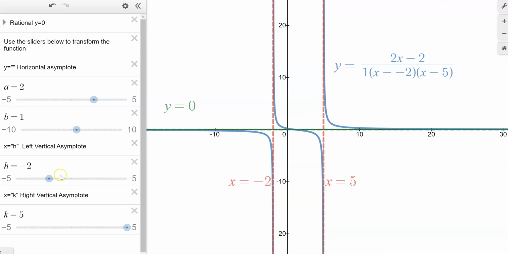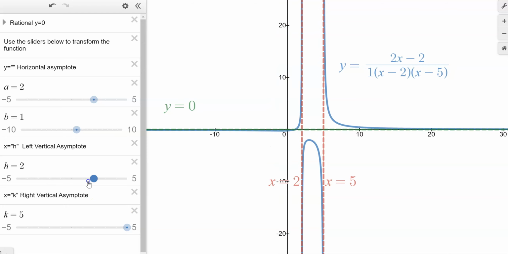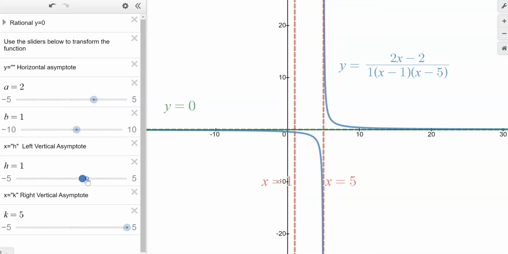I can move that back to 5. Let's move it over to the positive. See? Now you can see it's minus 2, minus 5. Our vertical asymptotes would be 2 and 5. So you're just looking at the bottom. That's it. The bottom numbers give us our vertical asymptote.